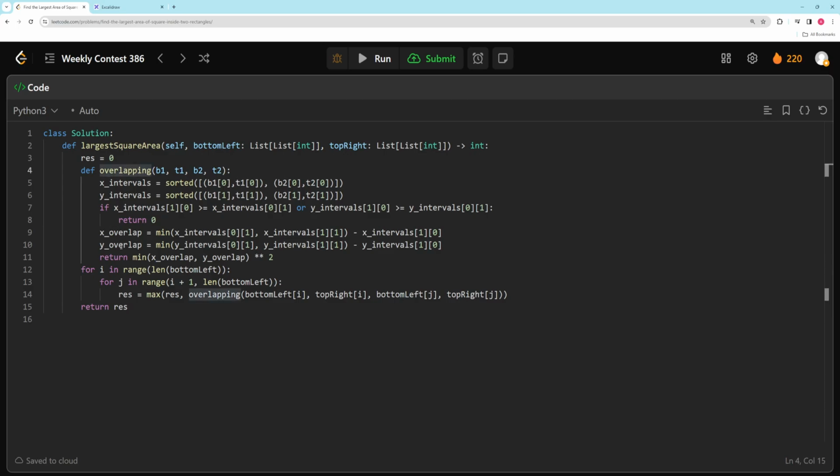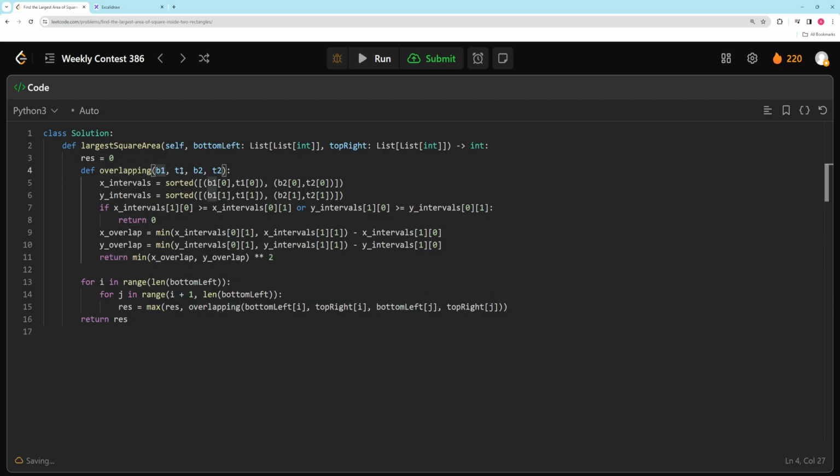Here it is. So I made a helper function that gets the overlapping area. So this is the bottom left of square 1, the top right of square 1, bottom left of square 2, top right of square 2. And then we have our x intervals and y intervals over here. So I sort it. The x interval for the first square is bottom 1, 0 to top 1, 0, right? Because top is always going to be to the right of bottom. That's in the constraints. Same thing for the second square. Get the same thing for the y intervals for them.